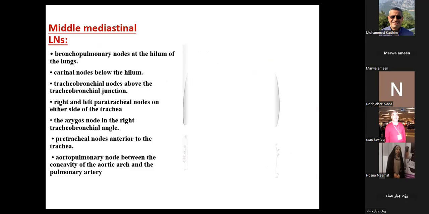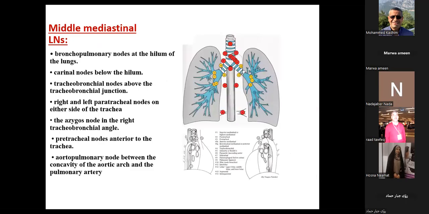Middle mediastinal lymph nodes. If you remember in the previous lecture, we said that lymph nodes are named according to their anatomical position, just like the bronchopulmonary lymph node, carinal lymph node, tracheobronchial, and right and left paratracheal nodes, which are the lymph nodes along the trachea. Azygous lymph node, pretracheal lymph node means the lymph node anterior to the trachea, and aortopulmonary lymph node.